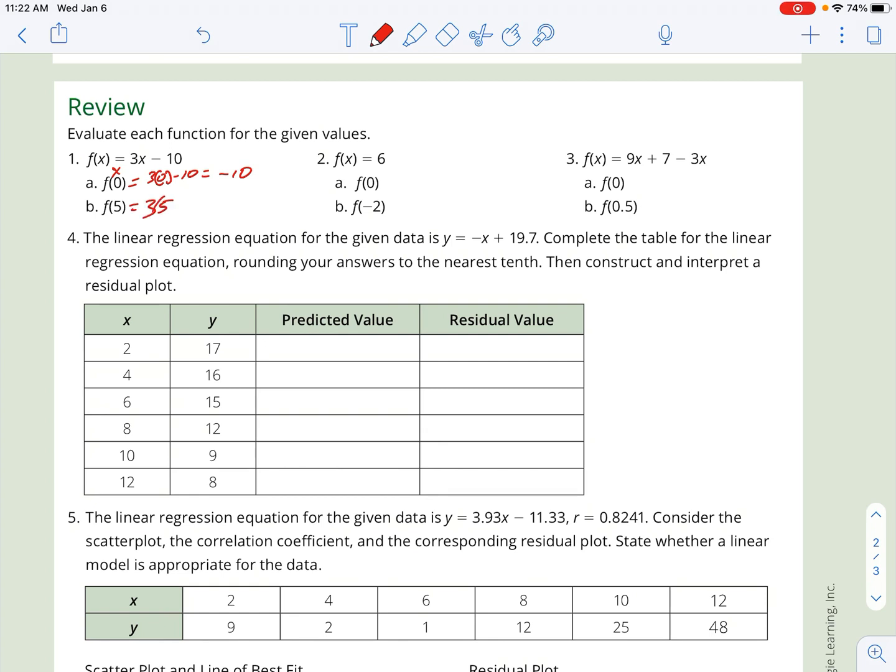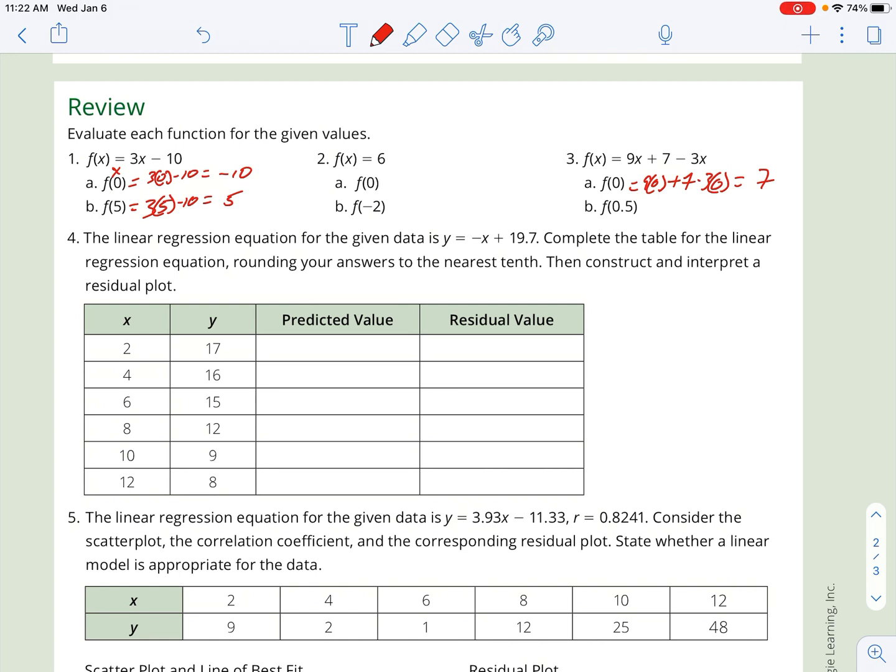And then I do the same thing here, but I'm plugging in x is 5. 3 times 5 is 15. 15 minus 10 is 5. And then jump to number 3, then I'll come back to number 2. Same thing. I'm plugging in x as 0 wherever I see it, and then do an order of operations. 9 times 0 is 0. 3 times 0 is 0, and I've just got a plus 7.